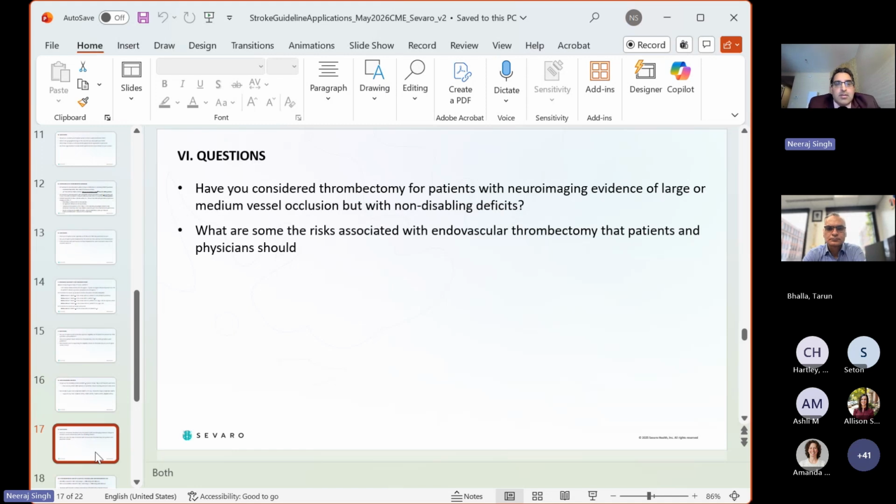Bhalla, have you had cases or even considered thrombectomies for patients where there is evidence of an occlusion, maybe large or medium vessel, but the deficits are non-disabling? Yeah, I think that's a very difficult needle to thread sometimes, right? Because how do you really define non-disabling?